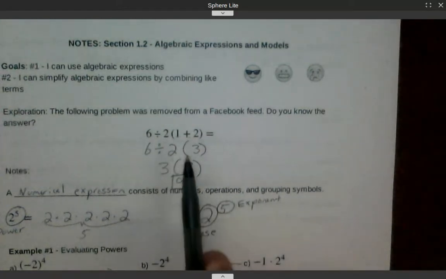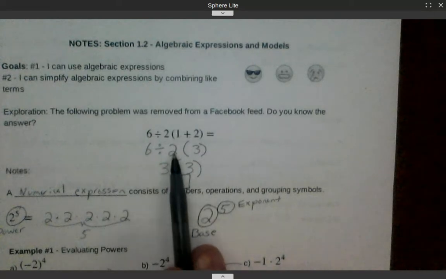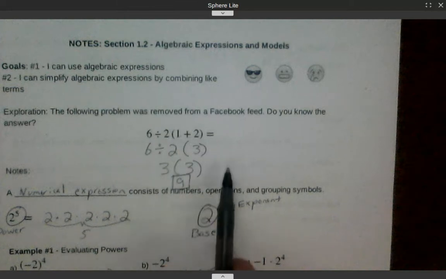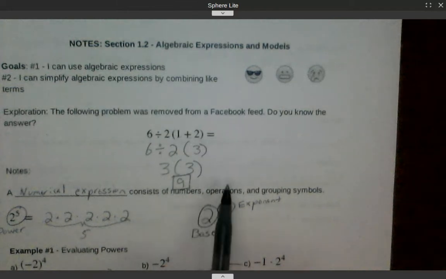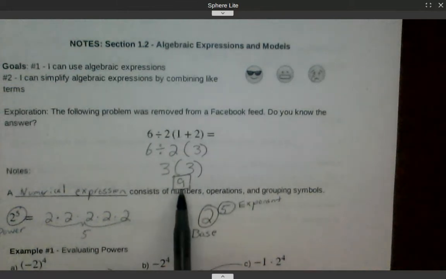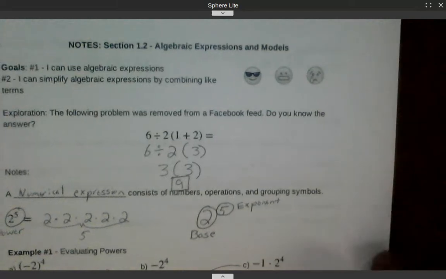The other answer that most people are probably getting is by taking 2 times 3 first, which would be 6, and 6 divided by 6, which would be 1. So the answers would either be 9 or 1, but 9 is the correct answer.